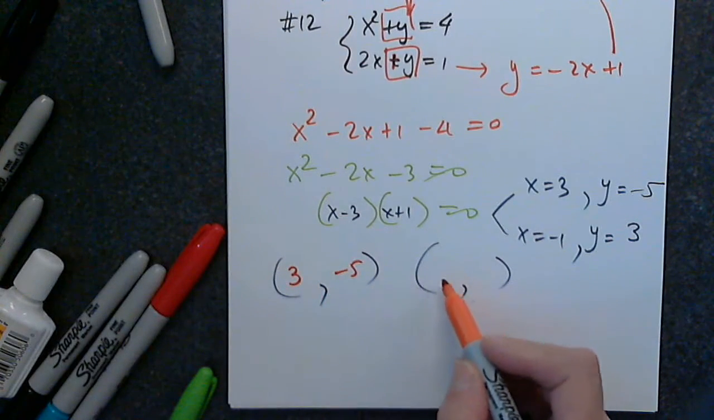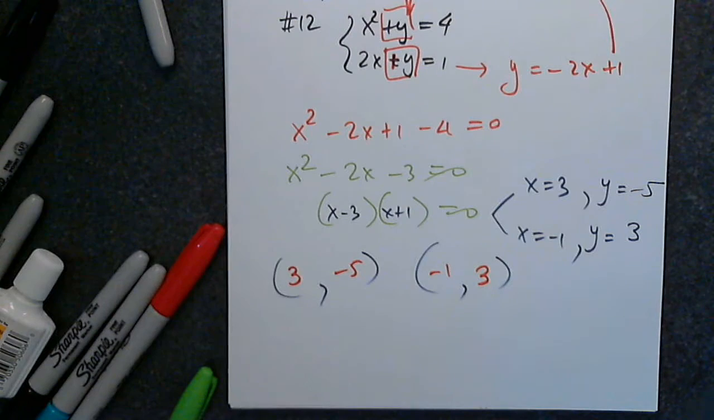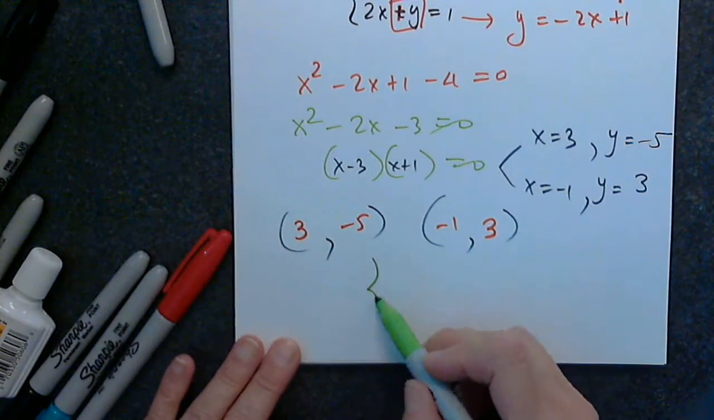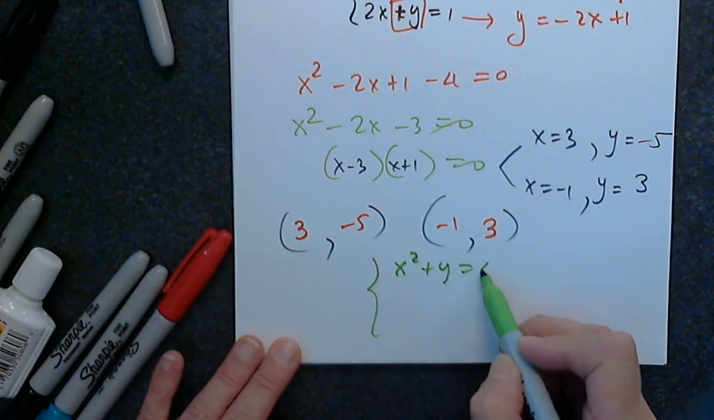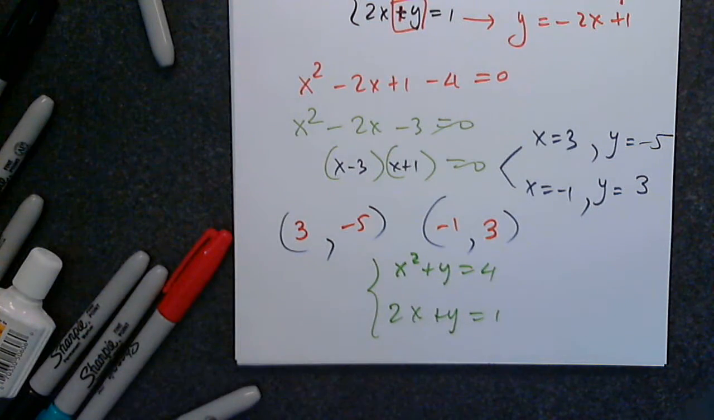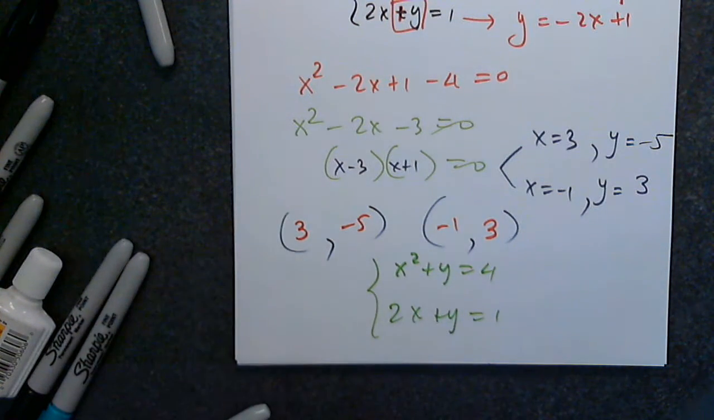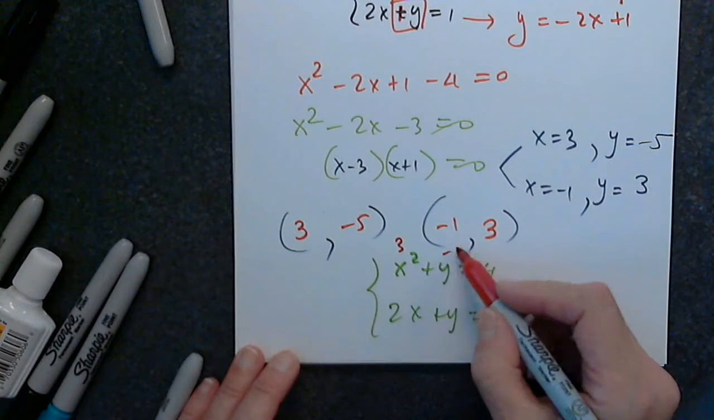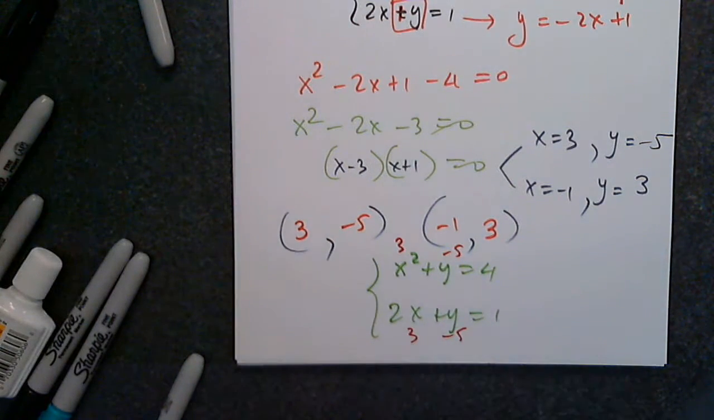Yes, 3, negative 5, and negative 1, 3. Of course, we'll go back and check. I'm going to copy the system here just for us to check. So we have x squared plus y equals 4 and 2x plus y equals 1. So we will replace first by 3 and negative 5 and check, and then we will replace by negative 1 and 3. So let's do that.